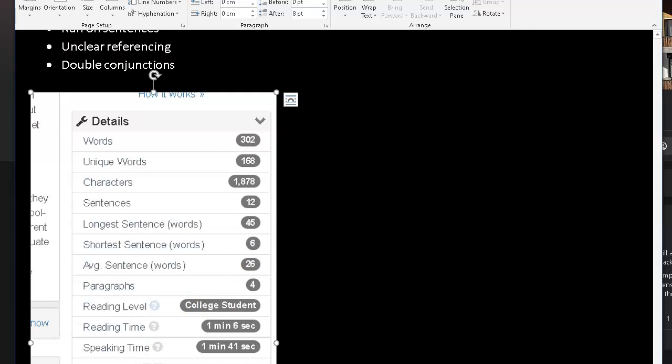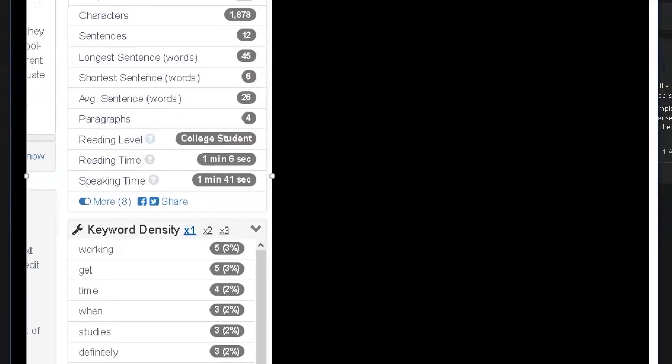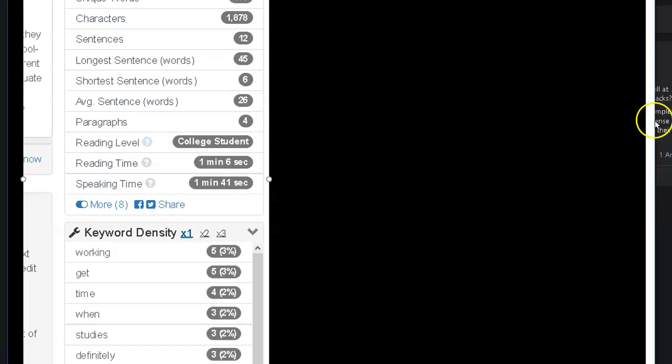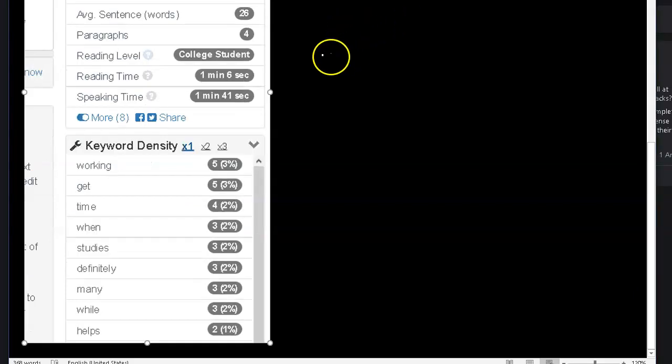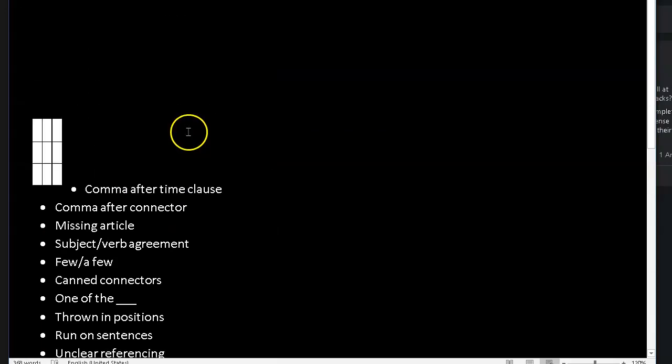Okay. Any words overused? Well, let's see. Working, 5 times. Get. Well, get's not a good word, generally speaking. What else? Time, when. Okay. Got that from wordcounter.net. Let's have a look.